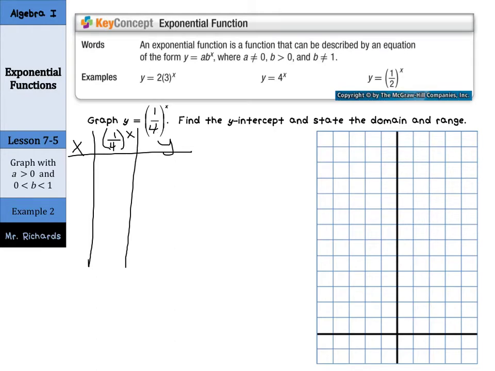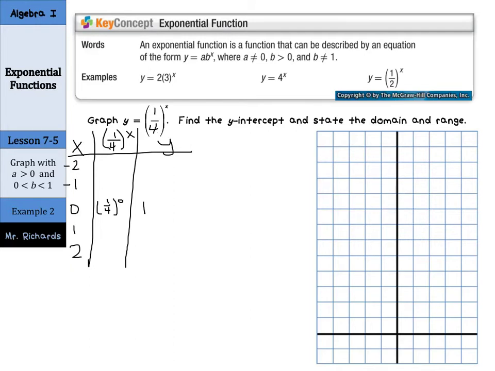Our x's we can still have -2, -1, 0, 1, and 2. And let's start with our 0, 1, 2, because quite frankly those are just a little bit easier. We have 1/4 to the 0 power, and anything to the 0 power, including a fraction, is just 1.